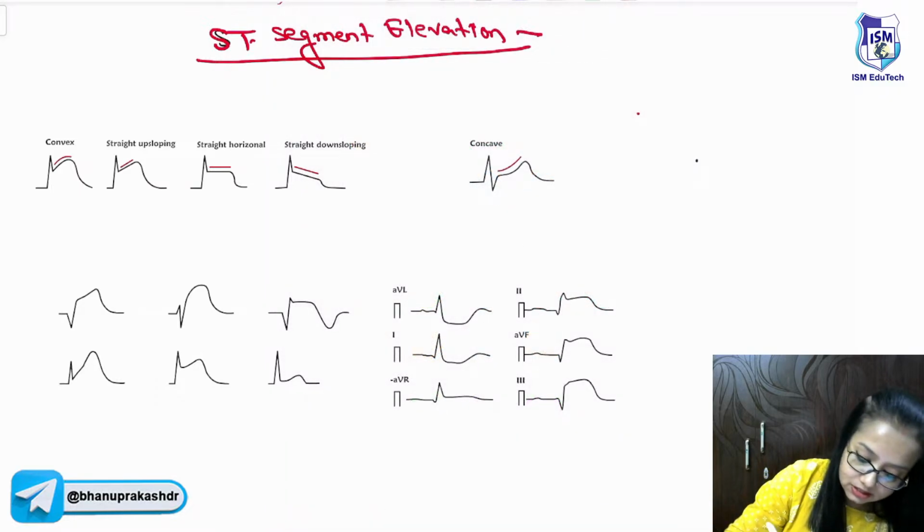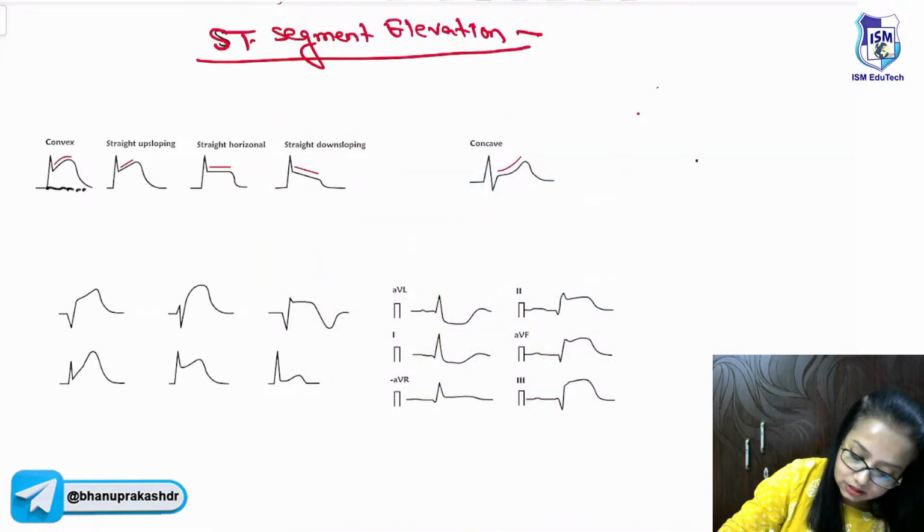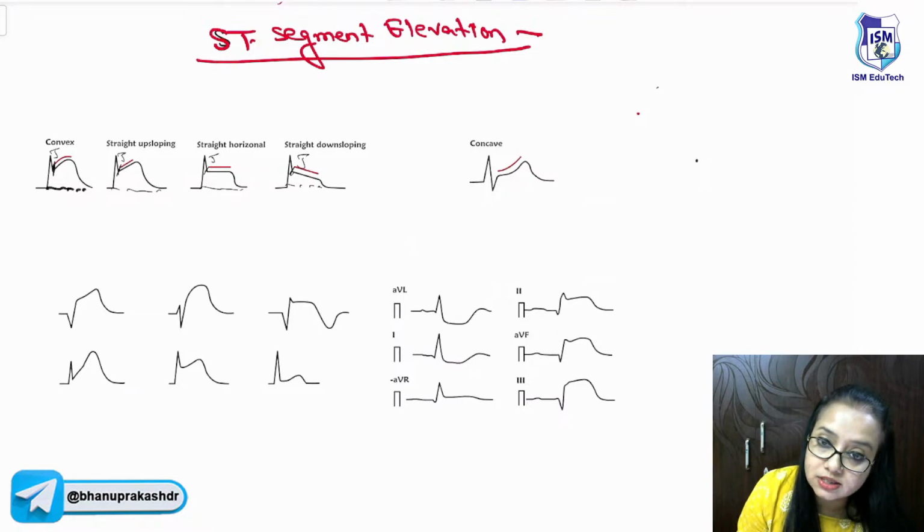Again, if you see, this is the isoelectric line. Our isoelectric line, let me correct the pen. Isoelectric line. See here, the J point is elevated in all the pictures. I have marked in some, the rest you can understand. It is elevated, and there are various patterns of the ST segment.